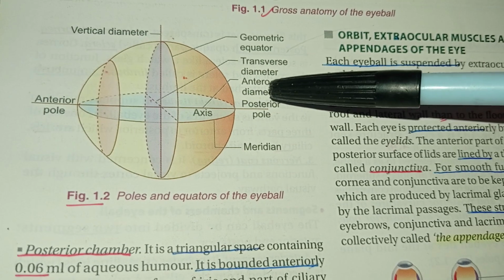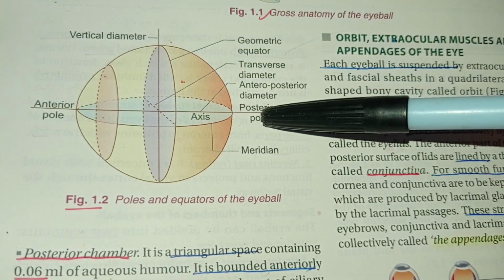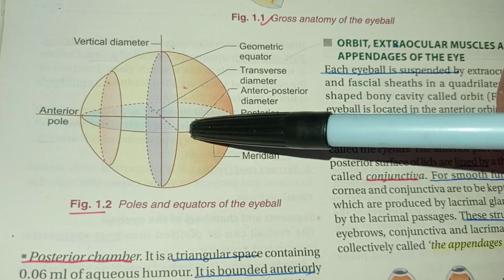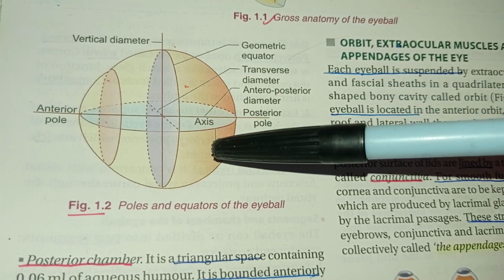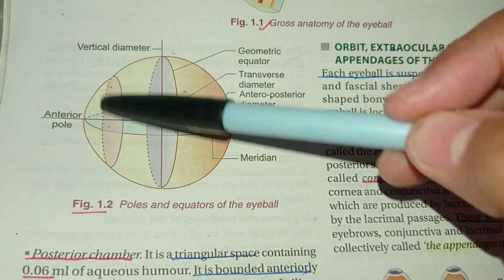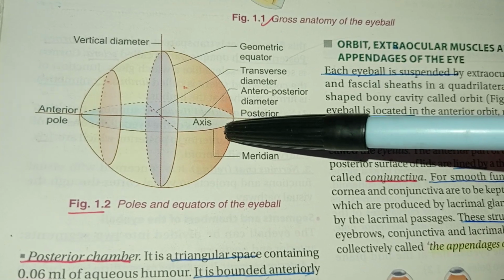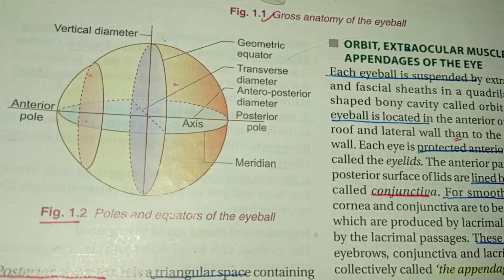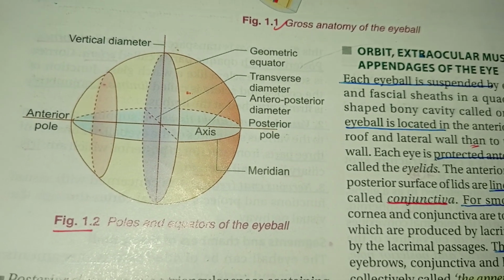The anteroposterior diameter of the eyeball is 24 millimeters, while its horizontal or transverse diameter is 23.5 millimeters. Its vertical diameter is 23 millimeters. Its circumference is 75 millimeters. Its volume is 6.5 ml, and it is 7 grams in weight.